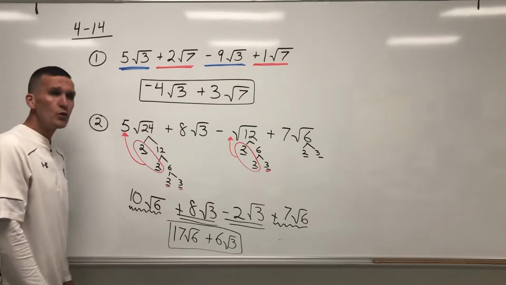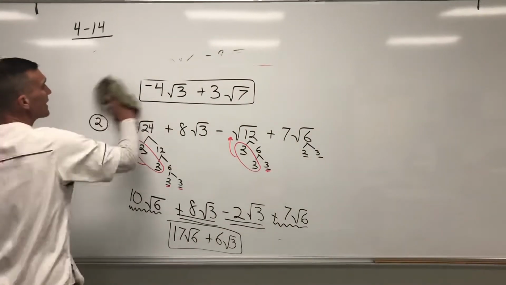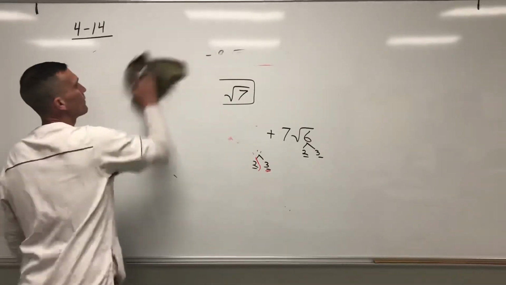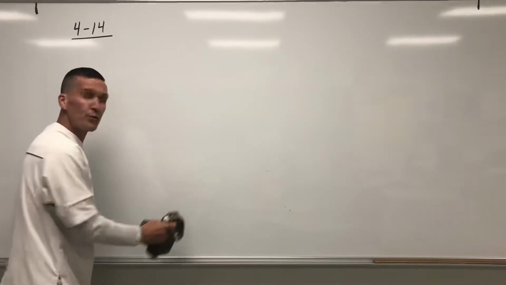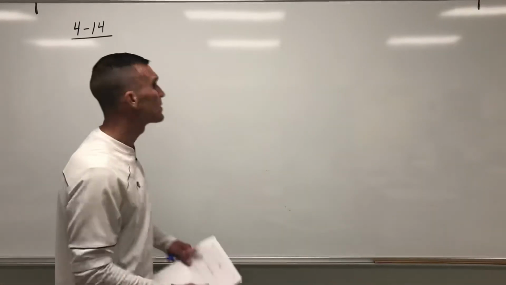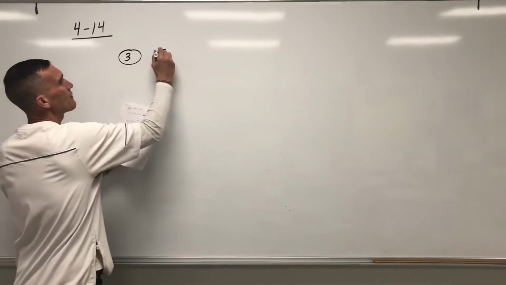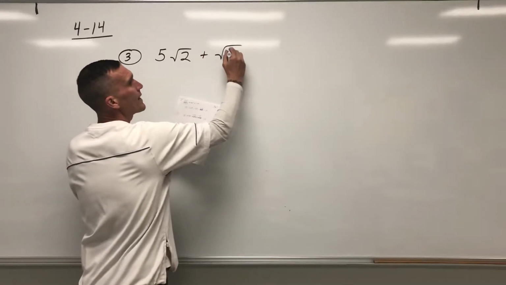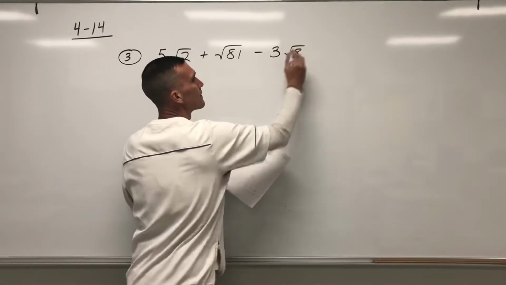All right, guys, we're going to do one more problem. And then you're going to get some practice problems. Now, you want to make sure that you do know what perfect square roots are. That will really help us out with number 3. So on number 3, I have 5 rad 2 plus rad 81 minus 3 rad 8.